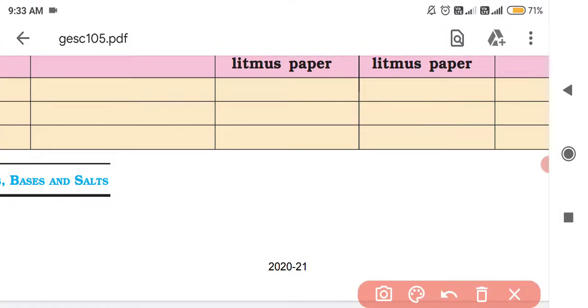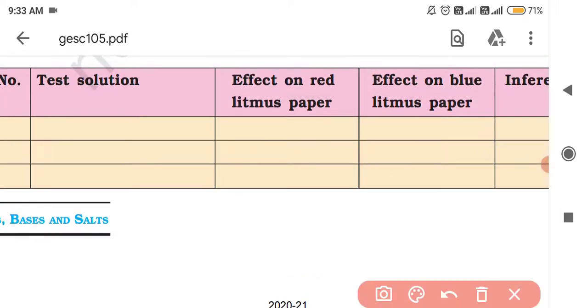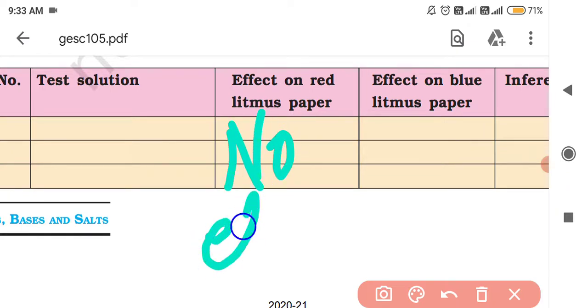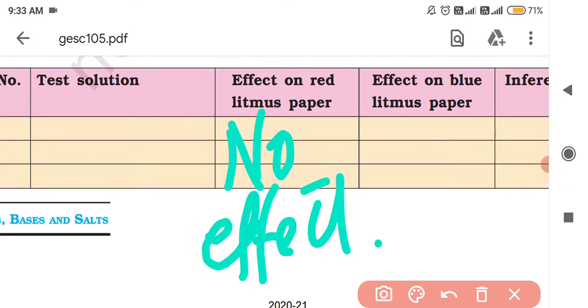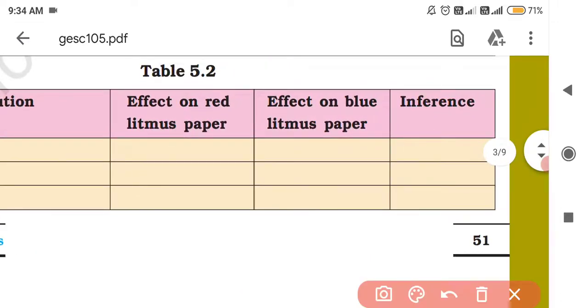Effect on red litmus paper. Under effect on red litmus paper, we'll write that there will be no effect. We consider it as acidic in nature. And effect on blue litmus paper, that is, the color will change to red. Okay, and what is the inference? You can write over here, it is acidic.